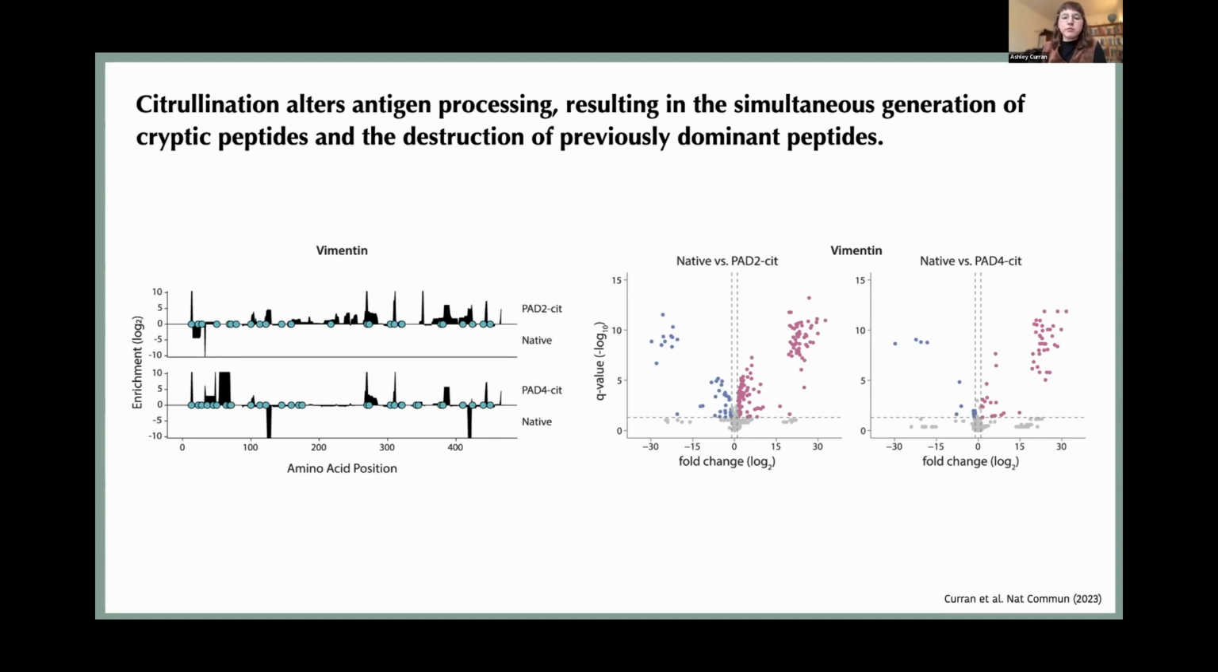And you can see here on a peptide level, when we look at fold change in these volcano plots, that in these citrullinated samples you generate these uniquely created peptides. So this is our cryptic peptide repertoire, as we call it. And you see the destruction of previously dominant peptides, as we expected.